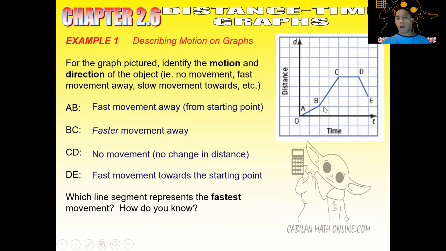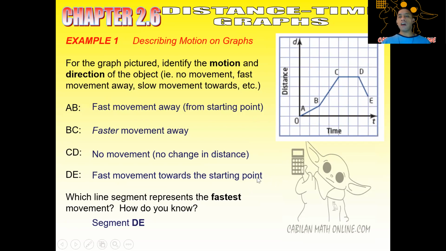If you just do a quick comparison of A to B and B to C, you notice B to C is steeper than A to B, so we can determine that. Now, to compare B to C and D to E, notice that even though B to C is going up and D to E is going downwards, by looking at D to E, this line is steeper than B to C. So segment D to E is going to be the part of the graph that tells us that this object or person is moving at a faster constant speed there.